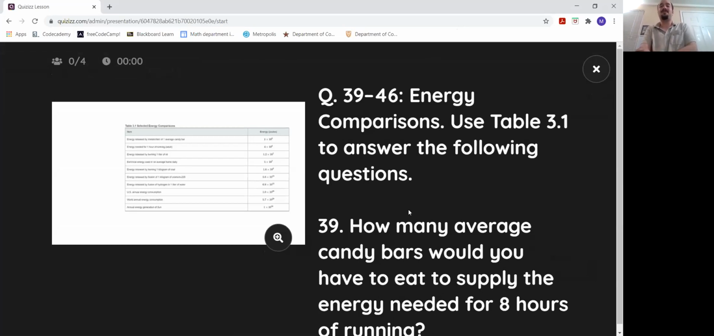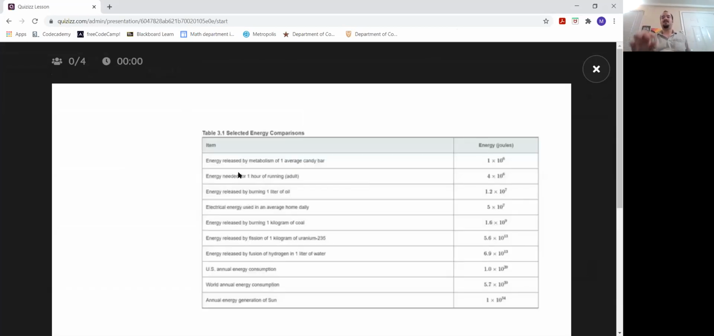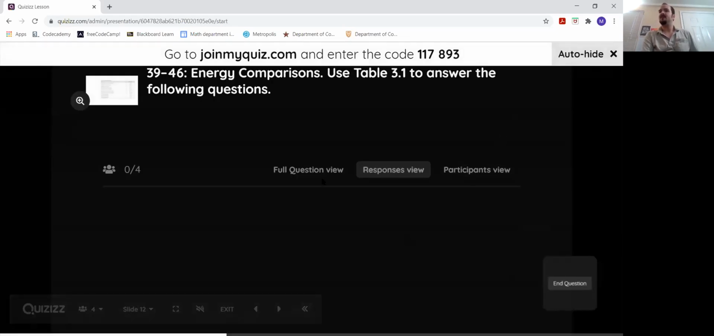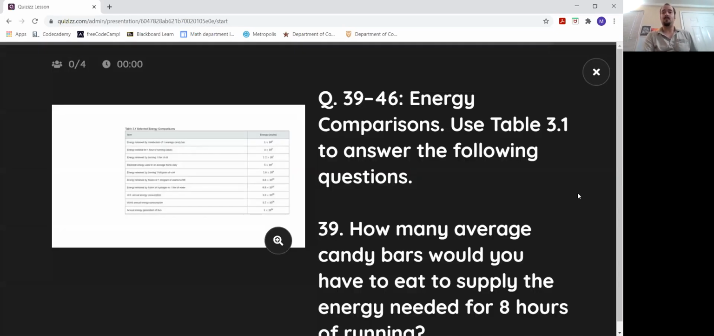Energy comparisons. So table 3.1, when we measure energy in joules, we can just compare joules to joules. It doesn't really matter how we do it or what sort of system is being used, whether we're running and using joules or burning something like coal and producing joules. We can compare those sorts of things. And so we can come up with some wonky examples, like comparing running to burning a kilogram of coal, right?